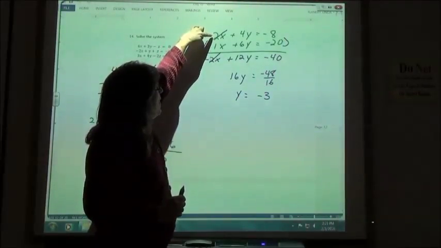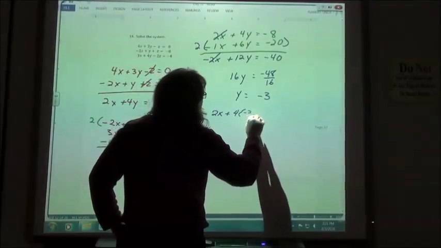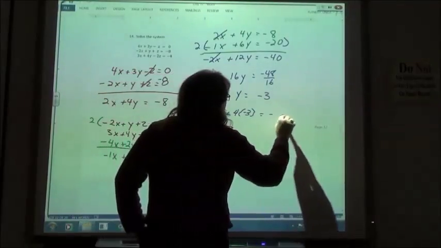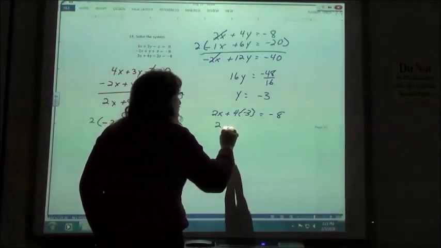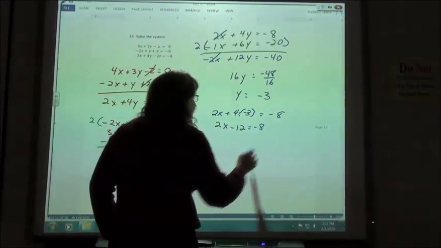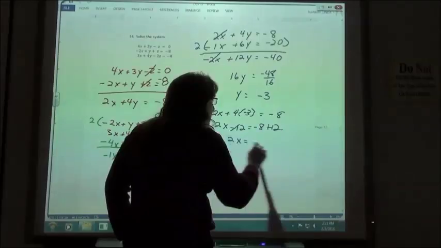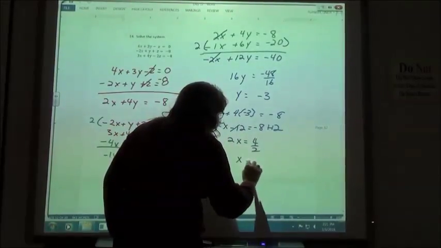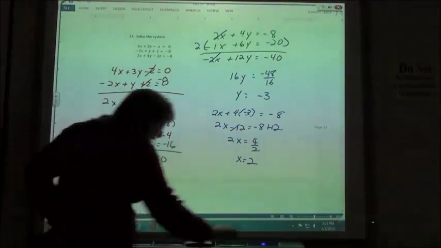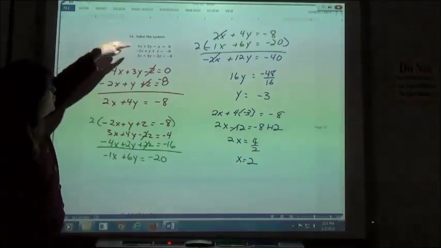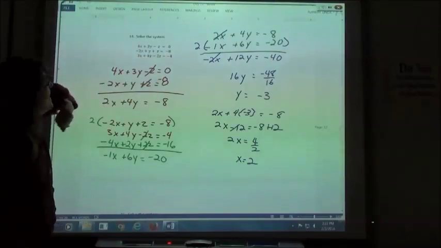Going to go back up here to find my x value. So I know that 2x plus 4 times my y value, which is negative 3, equals my negative 8, just substituting in the negative 3 for the y. So 2x minus 12 equals negative 8. Adding my 12, 2x would equal 4, and dividing by 2, x equals 2. So I found my x, I found my y, I still need to find my z. I can use any of these three equations. I'm going to use this one here in the middle because it looks a little easier to use.